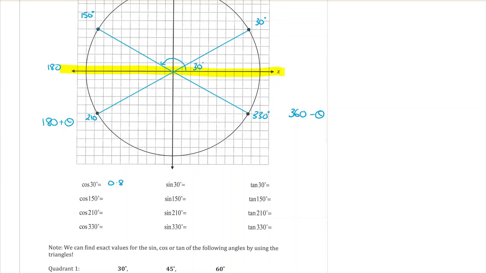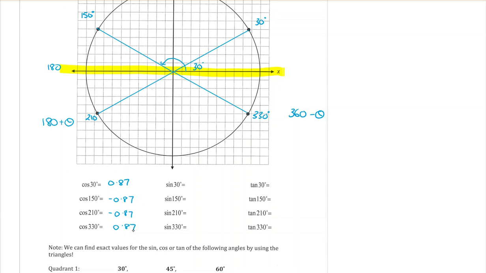0.87. Yep, that'll do. Cos of 150? Oh, we're going to be faster than that. Negative 0.87. What about cos of 210? Yep. And cos of 330? 0.87. So what you can see is we've found the spot the whole way around that all stations are central.